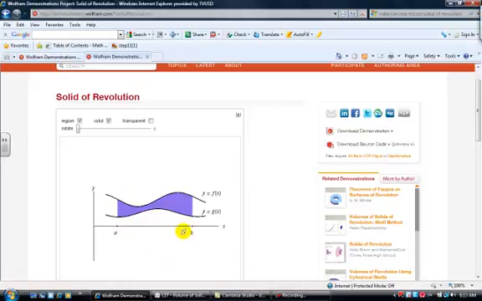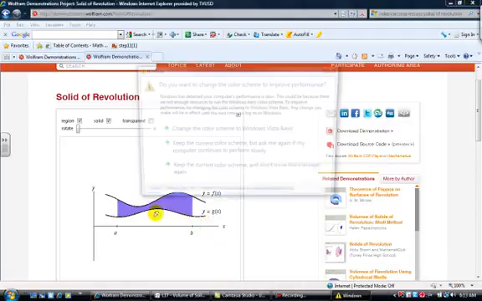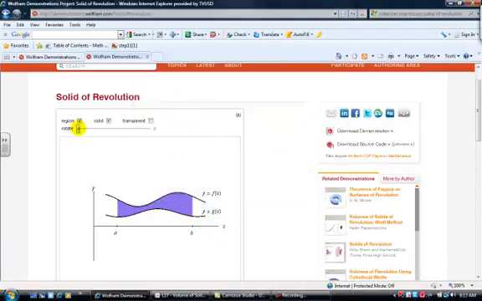What we want to do is rotate this bounded region around an axis. Let's suppose that we want to rotate it around the x-axis. What's going to be generated? Well, it's called a solid of revolution because we're revolving it around an axis, in this case the x-axis. So it's going to be a solid with a hole in it. Let's check this out.